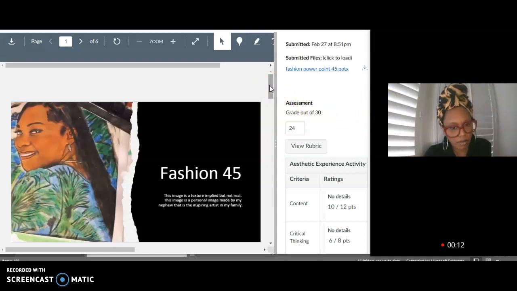So this is the first image. Yay, your nephew that's aspiring to be an artist. I feel like he put actual braids in your hair as you grew up. Please tell me if he did that. I need to know that at some point. So fill me in on if you did that.